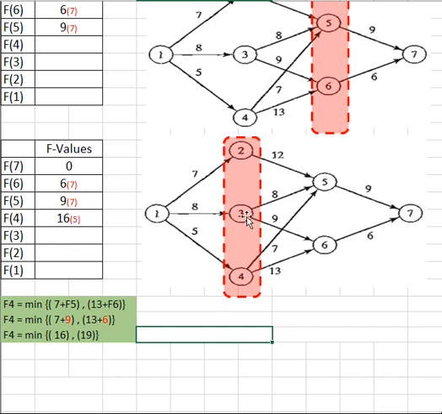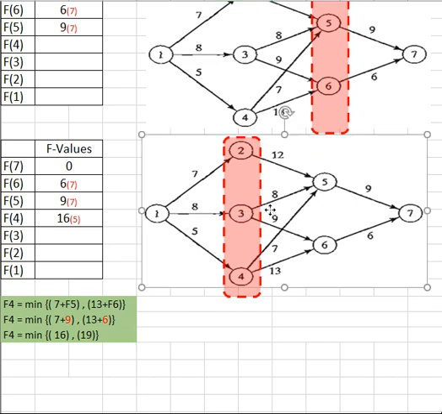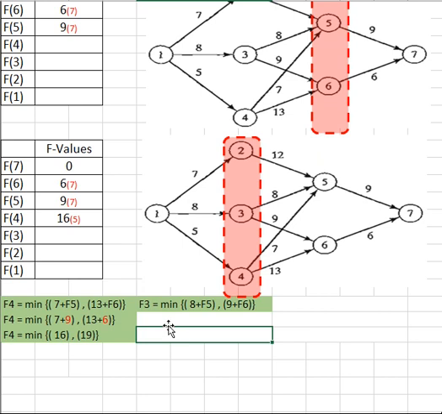Continue tayo. Kay node 3 naman tayo. For you to get node 3, dalawa lang yung pinanggalingan niyan. Galing siya kay 5 at galing siya kay 6. Ibig sabihin, F3 is equivalent to 8 plus F5 or 9 plus F6. Diba?